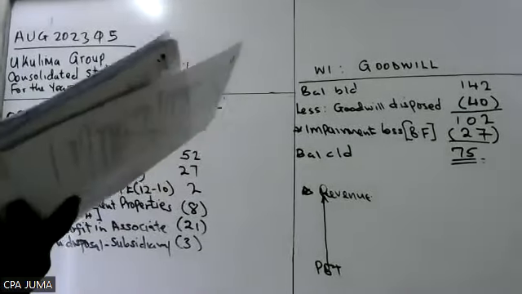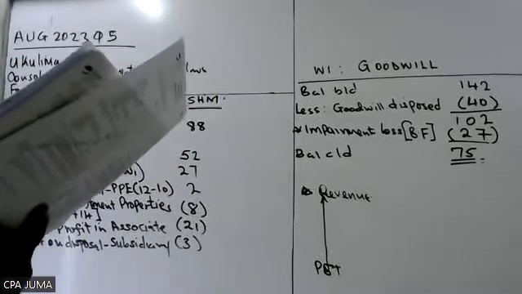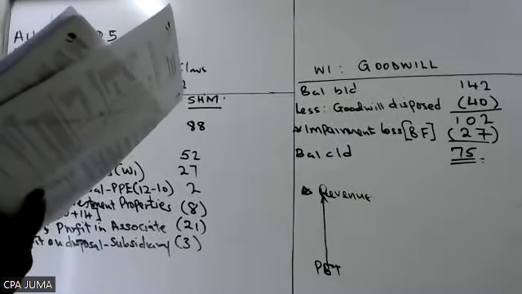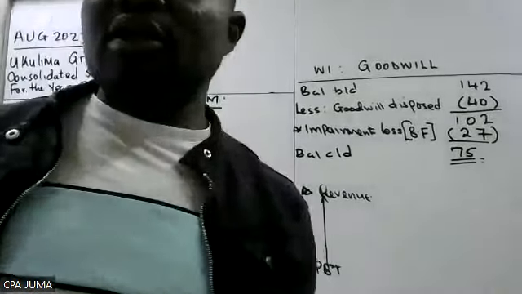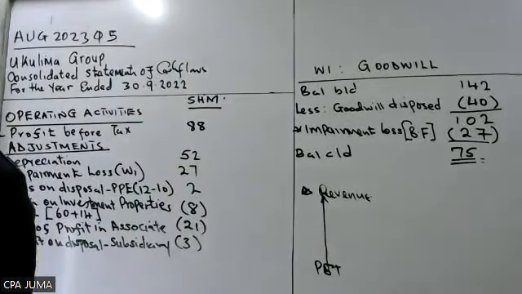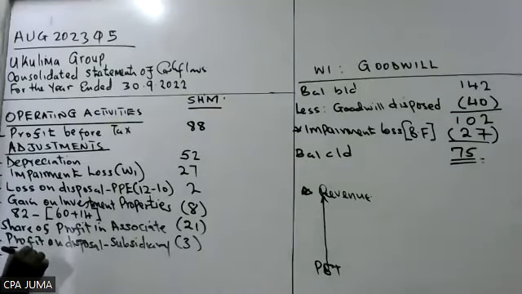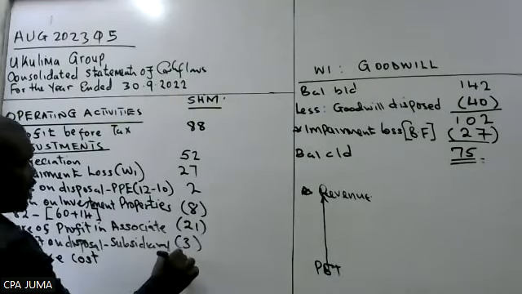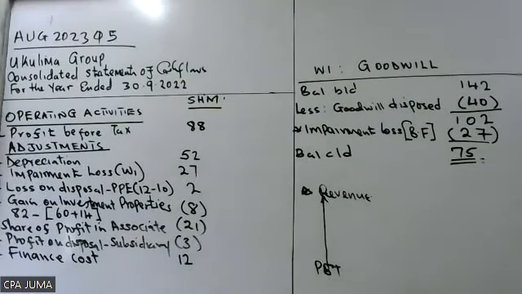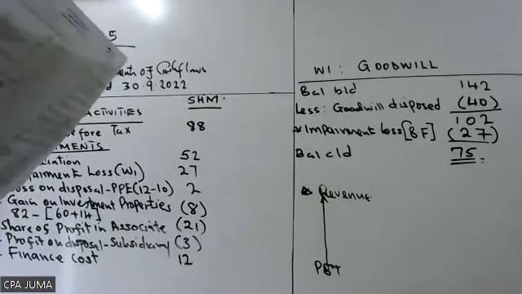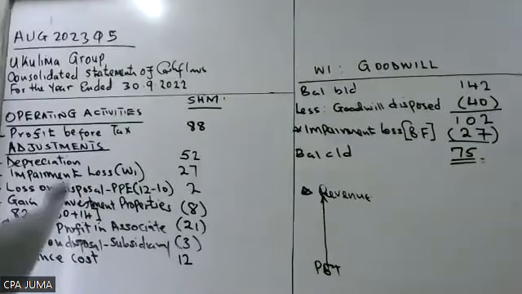Very good. Downwards again, finance cost. Finance cost is not an operating expense. Finance cost, they subtracted how much? 12. You add back the 12. Very good. After that, profit before tax.